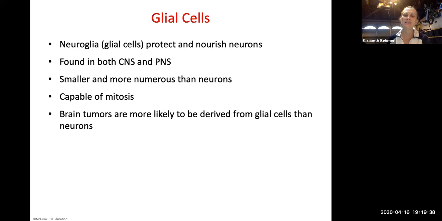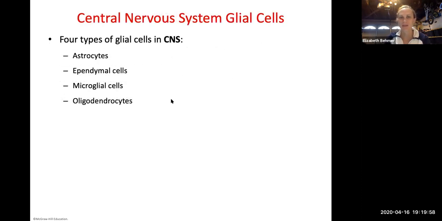Glial cells are capable of mitosis, and brain tumors are more likely to be derived from glial cells than neurons. That's why you'll hear of people having some sort of glioma, because that's a tumor of the glial cells. Really deadly. Usually if you get a brain tumor, you're given at most maybe a year to live. Really sad. But we will finish now with looking at the 4 types of glial cells in the central nervous system, and then we'll move on to glial cells in the peripheral nervous system. And these kind of take us through the last couple of questions in your notes.